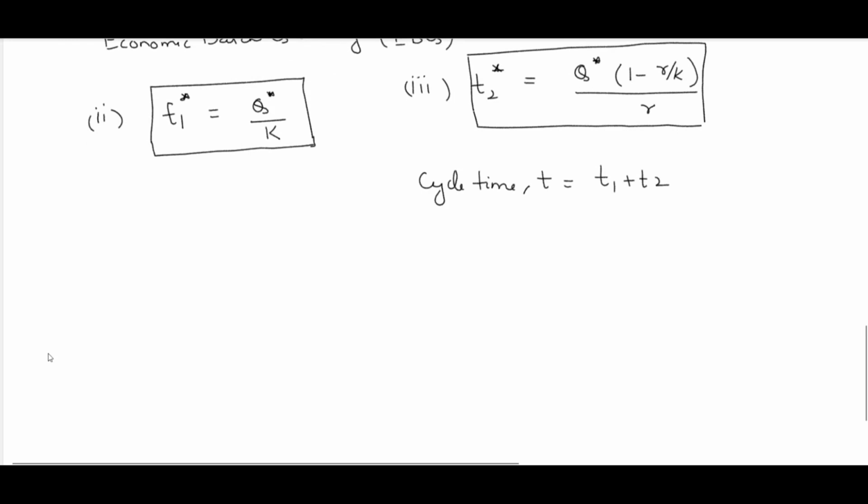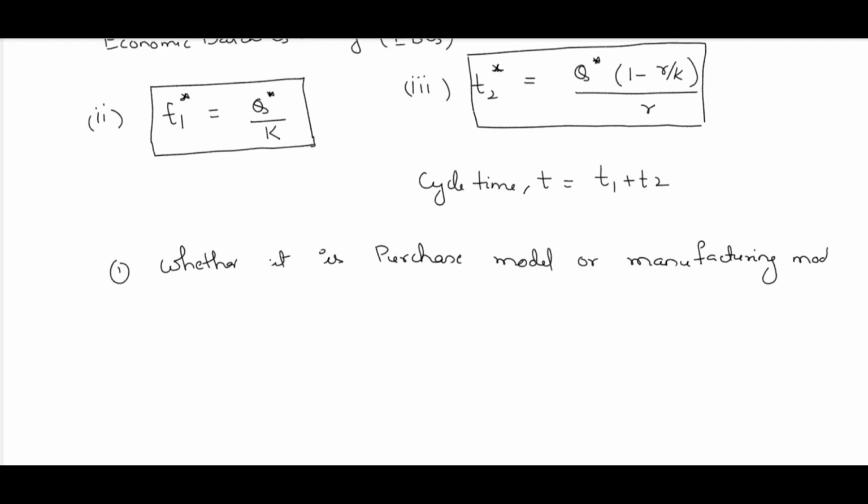If problems come, we can directly put the formula and get it. The main thing is that you have to first analyze which model the problem belongs to. The first condition you have to identify is whether it is a purchase model or manufacturing model. This is the first question that you have to analyze. Second, is there any shortage cost involved or not. By identifying these two points, you can identify which model your problem belongs to. So this completes your manufacturing model without shortage.